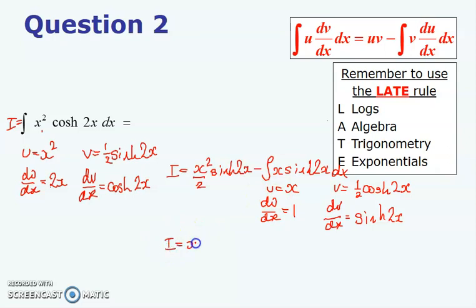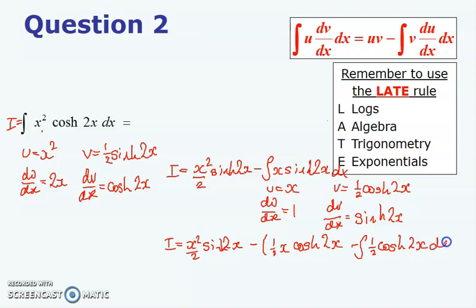My I then is x squared over 2 shine 2x. Minus, now, minus this, which is the integral of, which is uv, which is a half x cosh 2x, I suppose it would have been better writing it that way again, minus the integral of that times that, which is obviously just a half of cosh 2x dx.